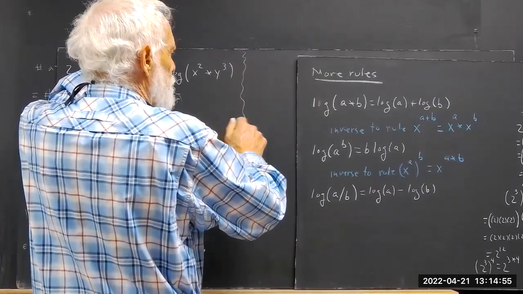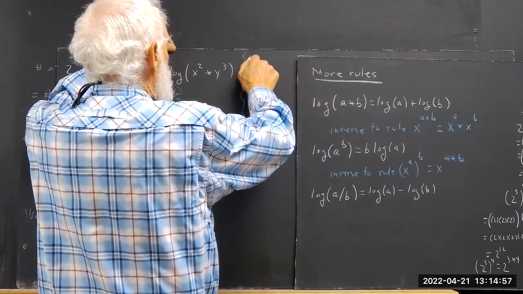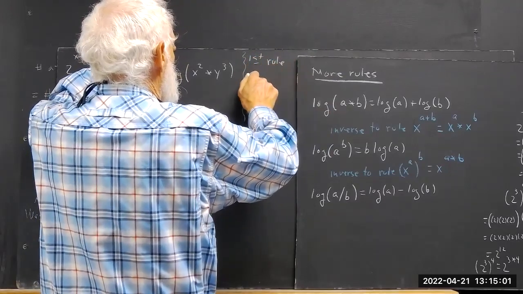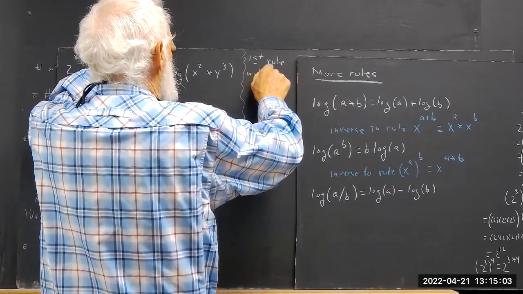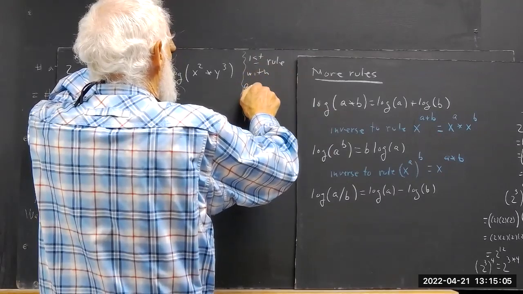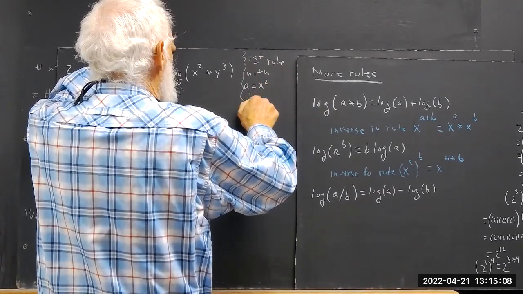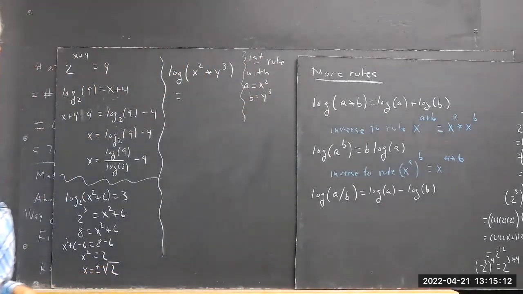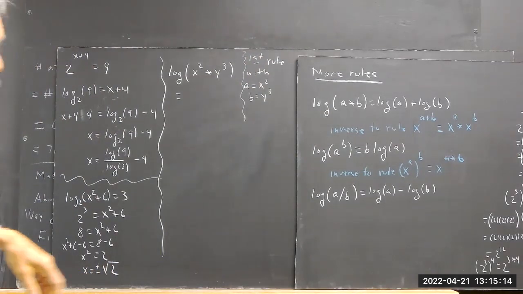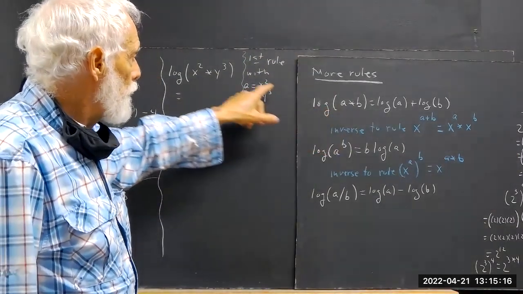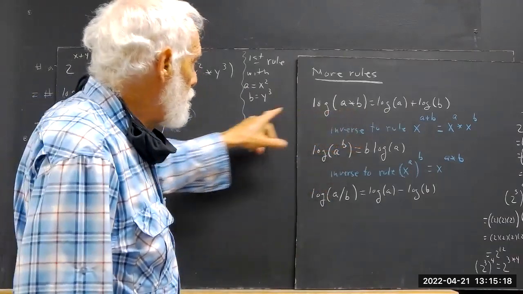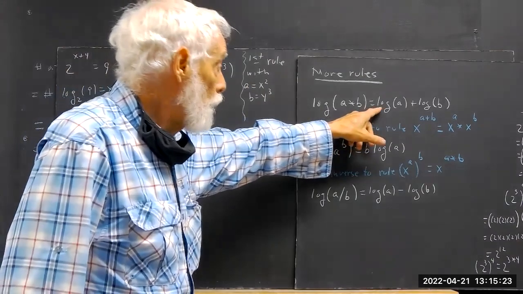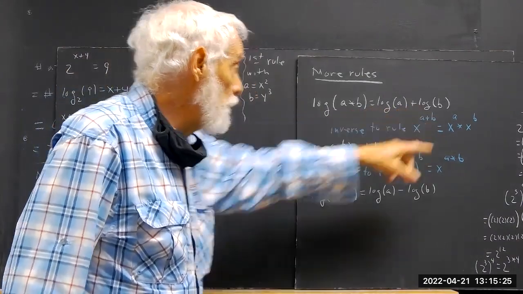This is the first rule with a equal to x squared and b equal to y cubed, right? So we're going to replace a with x squared. We're going to replace b with y cubed. That's going to give us the log of x squared plus the log of y cubed.